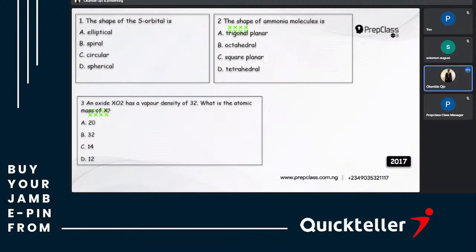Yes, sir. Relative molecular mass equals vapor density times 2, and vapor density equals atomic mass. So in this question, the oxide has vapor density of 32. What is the atomic mass of S? It will still be 32. But if we were asked to find the relative molecular mass, it will be 64. So the answer is 32. That's B. Next slide.